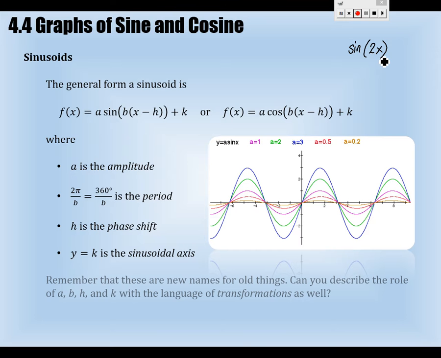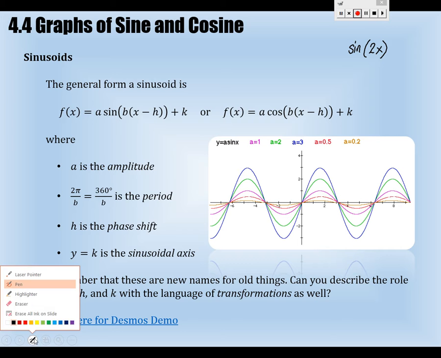Using transformations knowledge. A lot of you already did this, so we won't answer this question, but I was going to ask, can you describe the role of A, B, H, and K with the language of transformations? I think you already did. We also have these terms that people use, so make sure you're aware of them and can use them. I also have a very exciting Desmos applet for us.